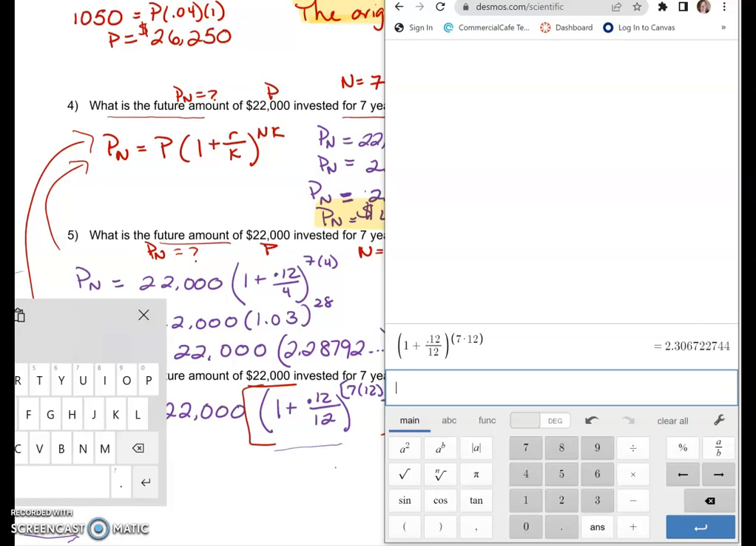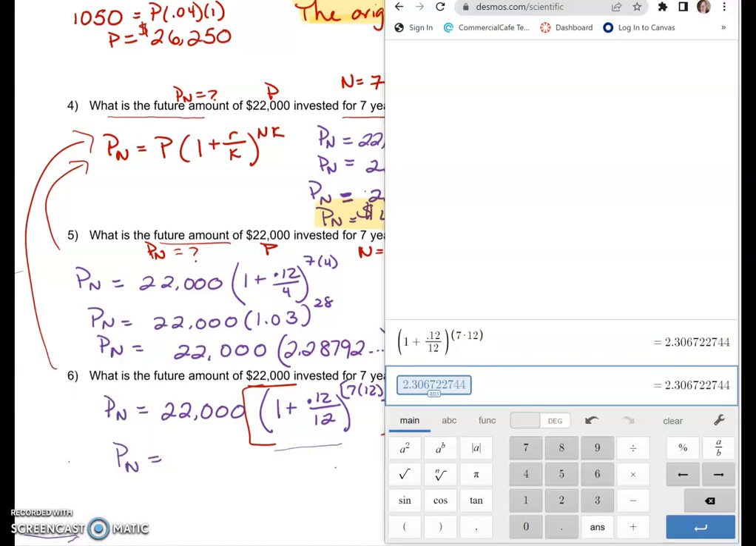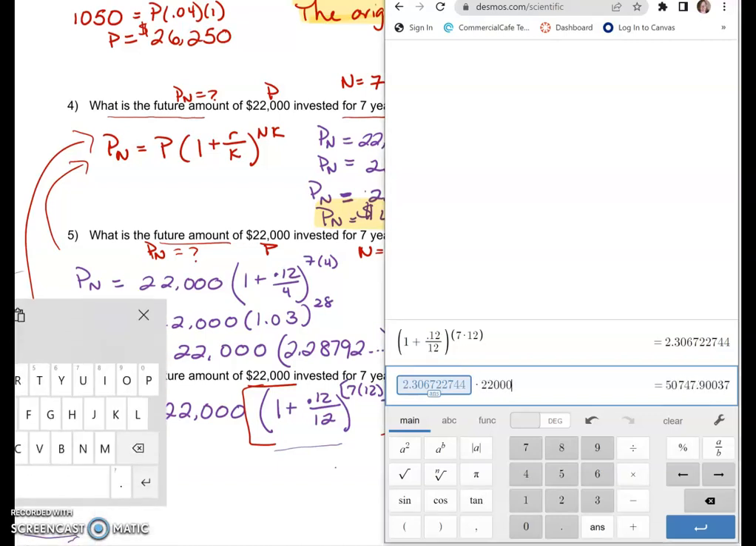I'm going to leave that right there and hit answer. So that shows up again. That's held in the memory. Regular calculators have that as well. And then I'm going to hit times 22,000. I don't want to round as I go.